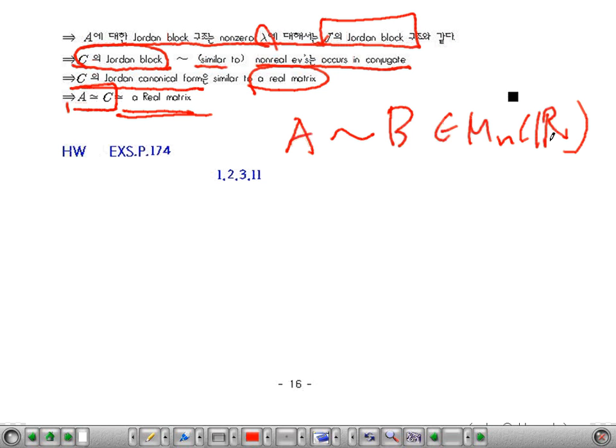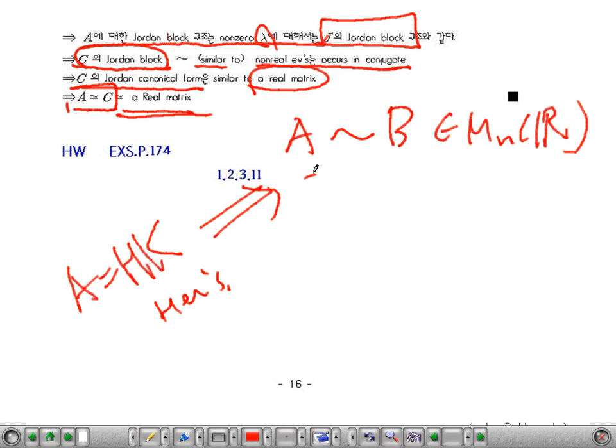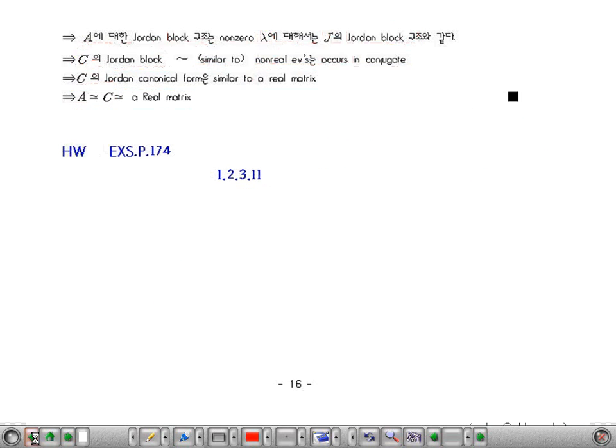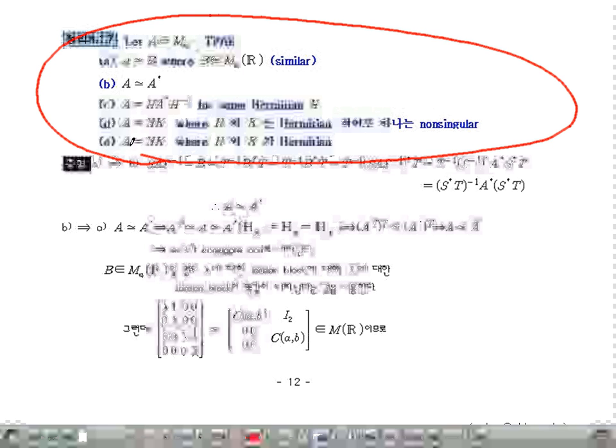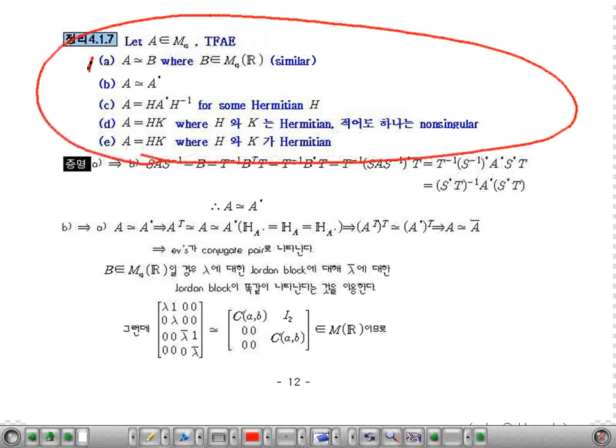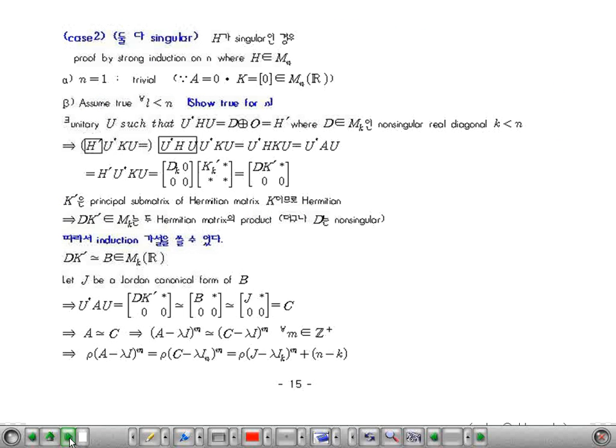In the case, both are non-singular. Both are singular. So we have shown that if A can be written as a product of two Hermitian matrices, it implies A is similar to a real matrix. So it shows the theorem that we have proved. This was a very interesting argument that we have used. So Hermitian matrices have a pretty interesting fact.